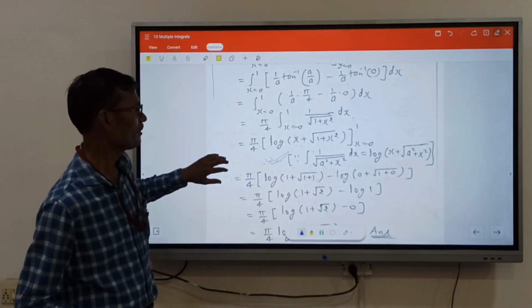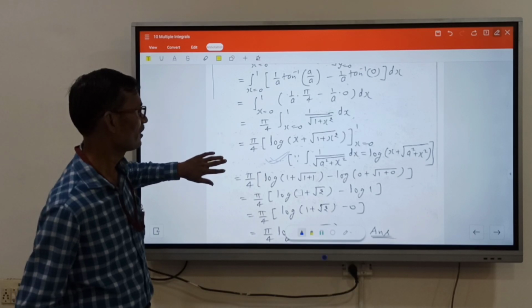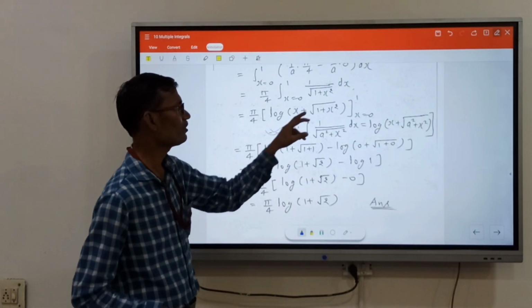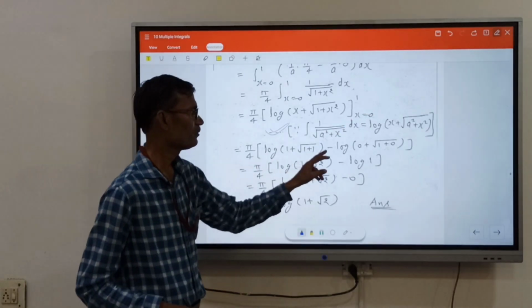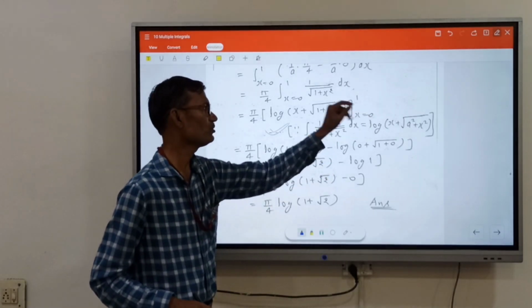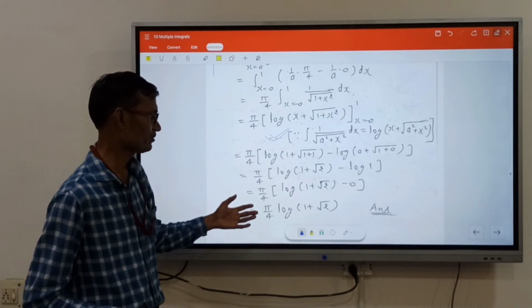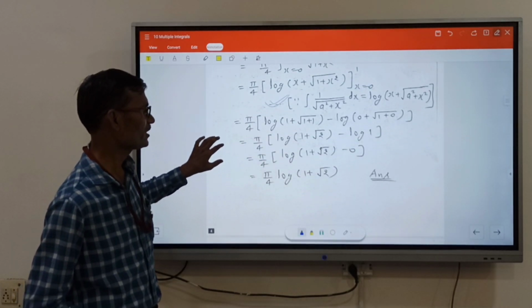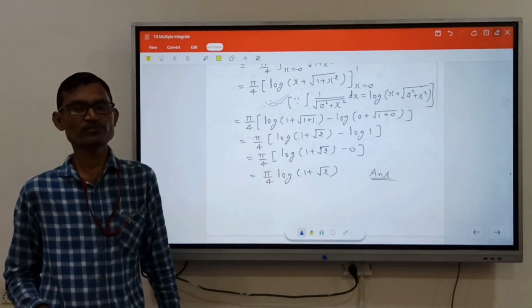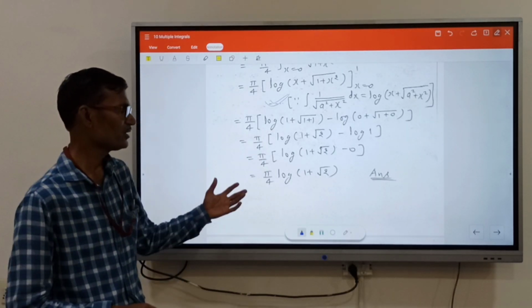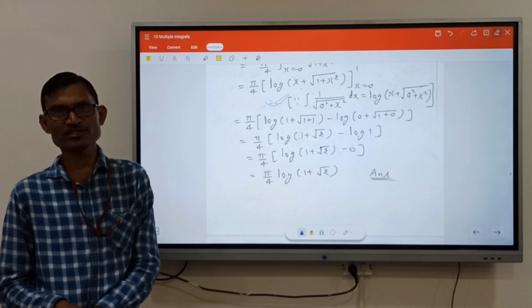Now we have to evaluate the limits. The limits are very simple. Just put x equal to upper limit minus x equal to lower limit, and the result becomes like this. After simplification, it comes out to be equal to pi by 4 into log of 1 plus under root 2. So this is the final result of our integration.